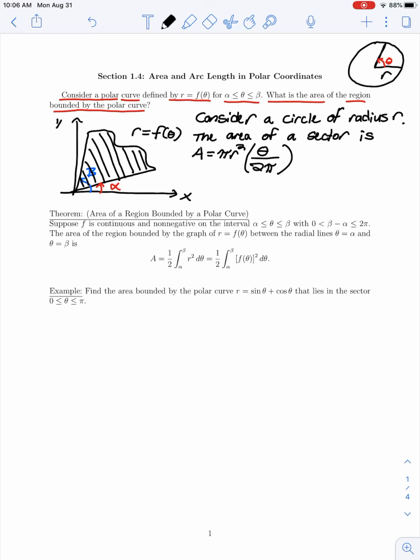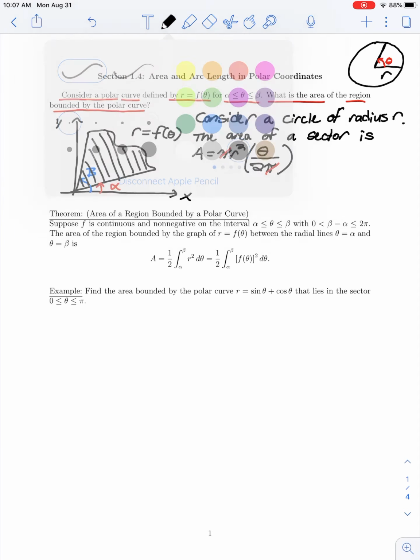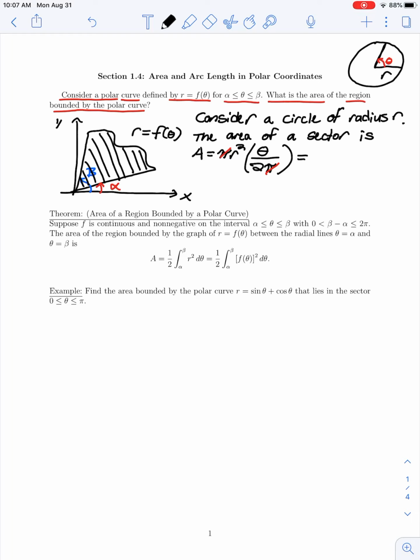Let's see what this gives us. A factor of pi will cancel in the numerator and denominator, and so we are left with a constant factor of 1/2, and then r squared times theta. So this would be a way to find the area of that sector. What does that tell us about our problem of interest?